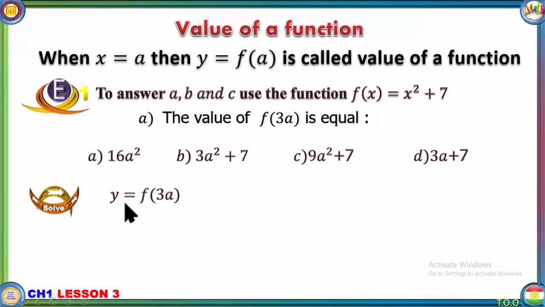To find y equals f of 3a, replace x with 3a, then you get (3a) squared plus 7. (3a) squared is 3a times 3a. 3 times 3 is 9. a times a is a squared. Then 9a squared plus 7. You can see that C is the correct answer.